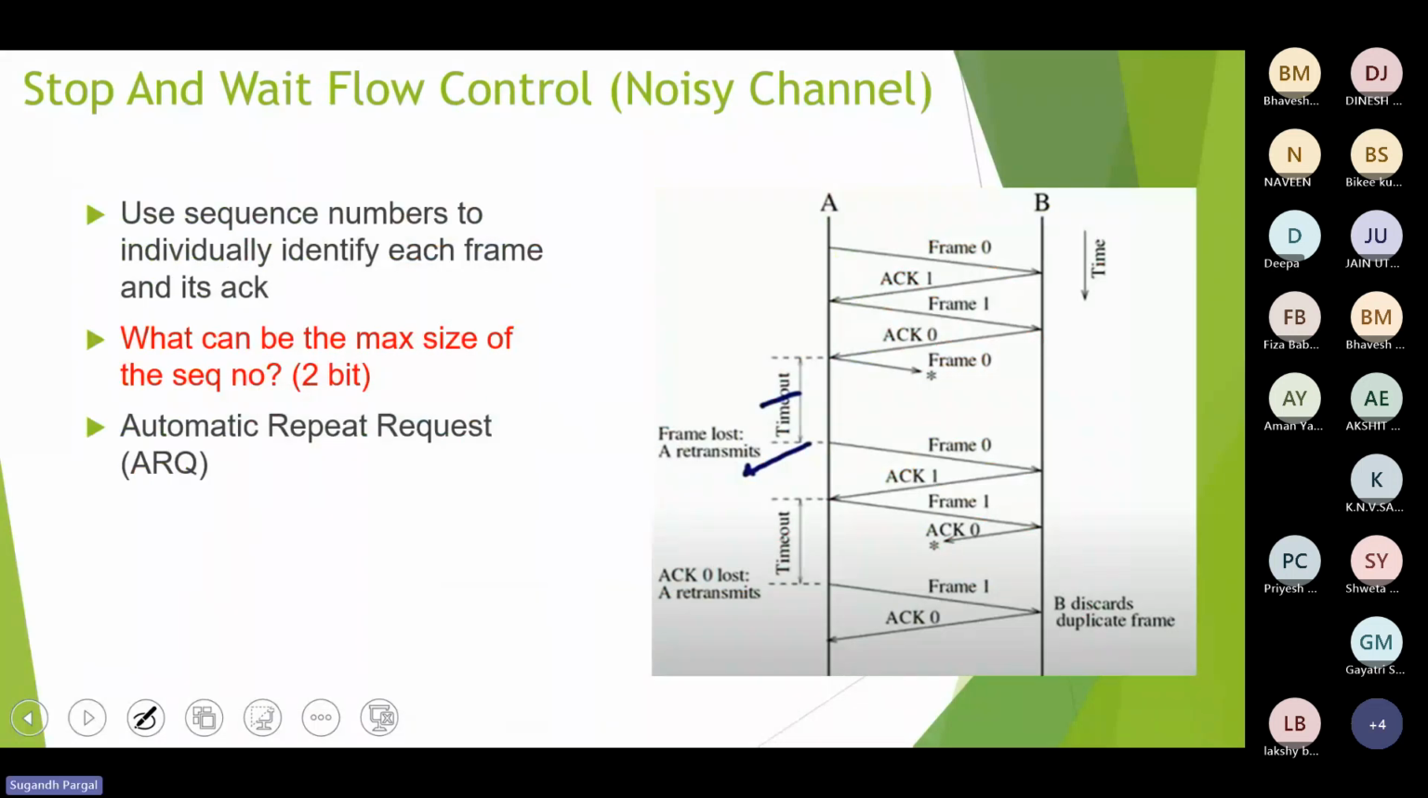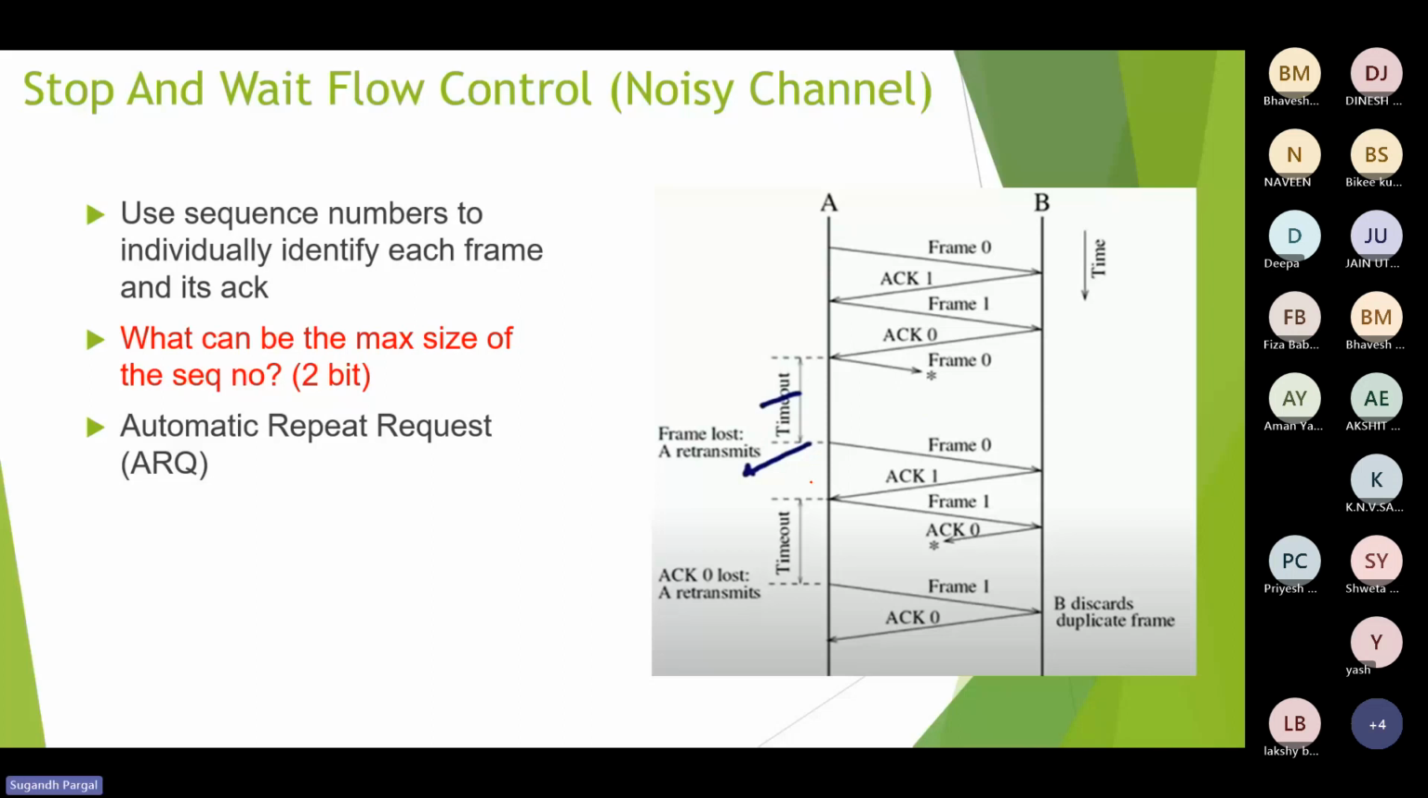When there is a noisy channel and you send frame 0, get its acknowledgement, then send frame 1, get its acknowledgement, then you again send frame 0, but it gets lost. For that purpose, we use the sequence number. In this stop and wait protocol, because we can send one frame at a time, we use the sequence number to individually identify each frame and its acknowledgement. So the maximum size of the sequence number can be 1 bit, that is 0 or 1.